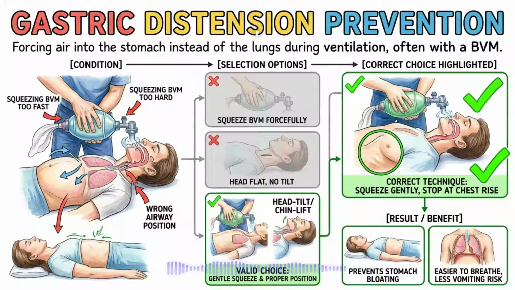A very common and dangerous complication of using a bag valve mask is causing gastric distension, which happens when you force air into the stomach instead of the lungs. This occurs when you squeeze the bag too fast, too hard, or when the patient's airway is not positioned correctly. As the stomach fills with air, it puts pressure on the diaphragm, making it harder to breathe, and greatly increases the risk of the patient vomiting.